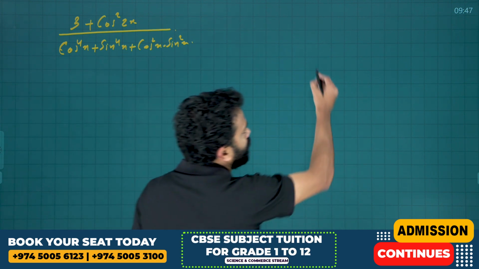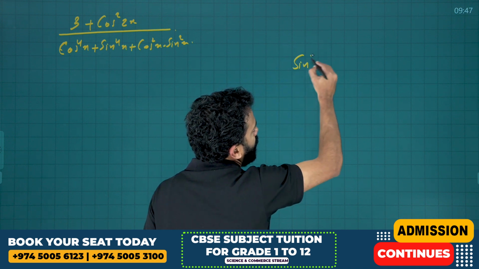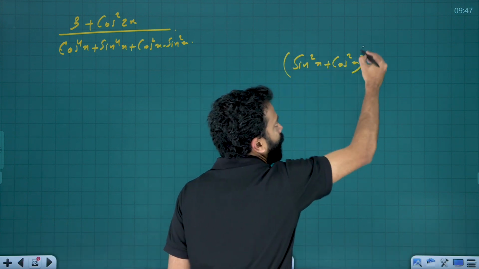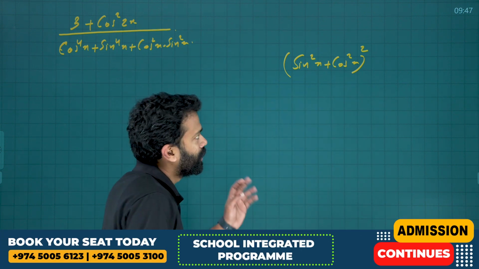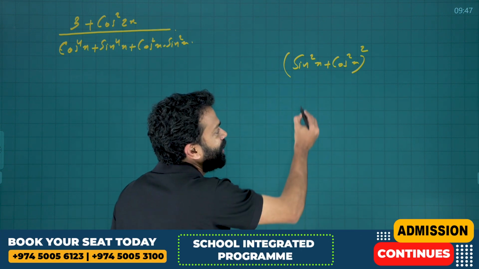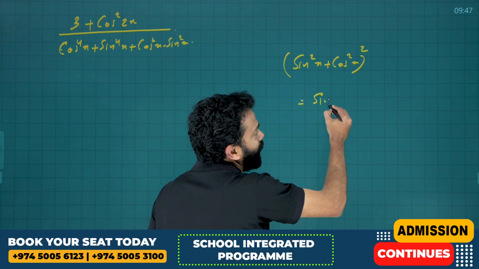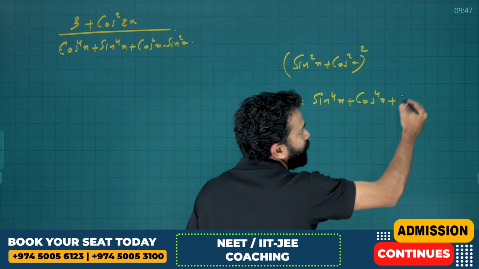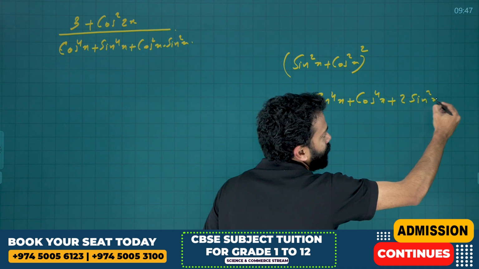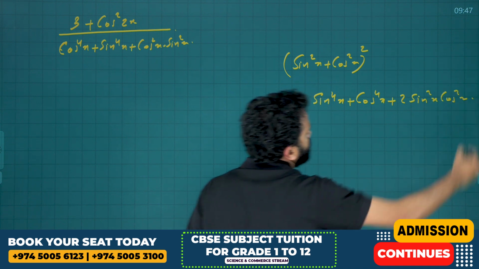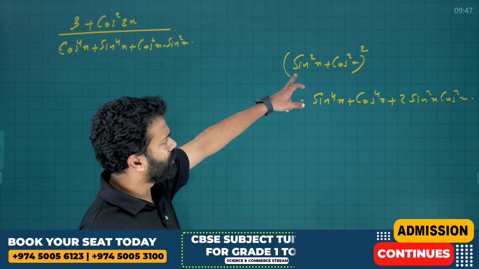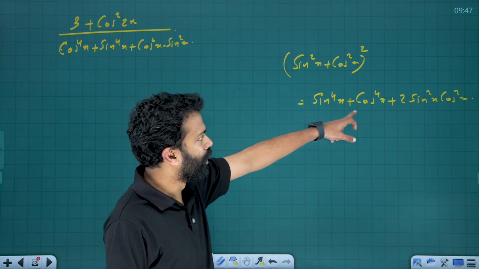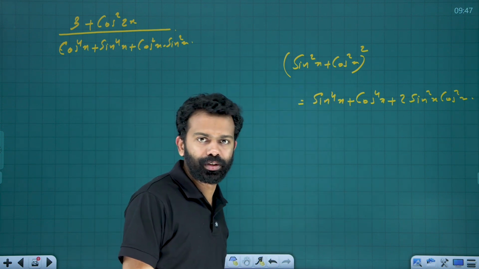See, what is sin²x plus cos²x the whole square? I know that it is 1. Just expand it. It will be sin⁴x plus cos⁴x plus 2 sin²x cos²x. So sin²x plus cos²x the whole square is sin⁴x plus cos⁴x plus 2 sin²x cos²x.